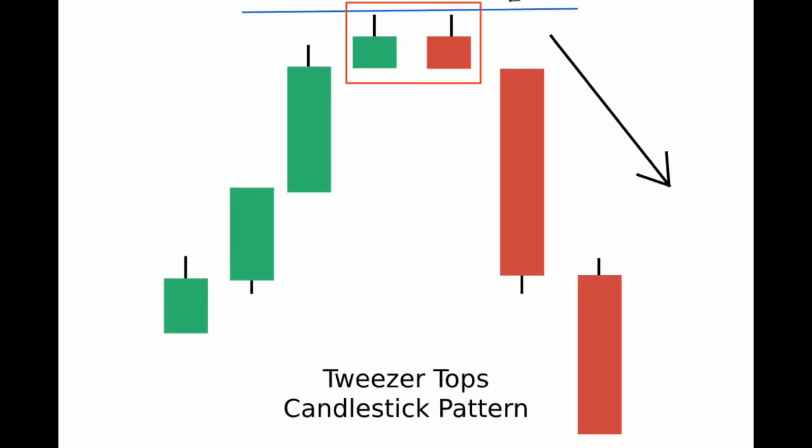And then we have the tweezer tops, which is the opposite of the tweezer bottom. There is an uptrend, and at the end of the uptrend, a bearish candlestick formed, which had the same size as that of the previous bullish candlestick. And after that, the continuation was a bearish continuation, or a downtrend.